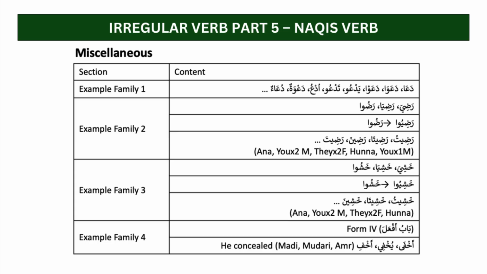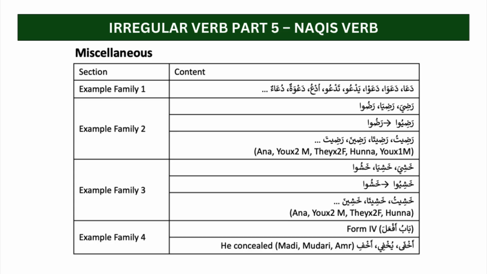The second family is radia. Here we see forms like radia, radia, radu, and the important change from radiu to radu, along with forms like raditu and radina. The lesson here is that when endings are added, the weak letter may again be shortened, dropped, or reshaped. The third family is kashia.